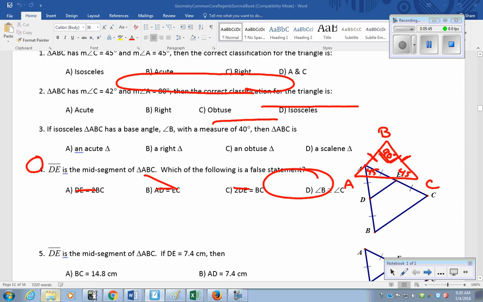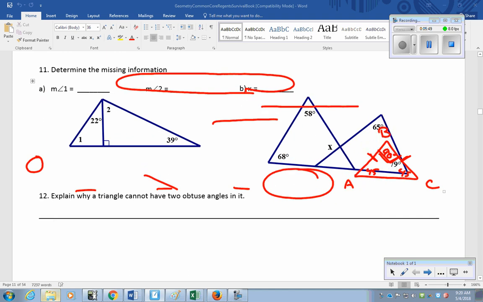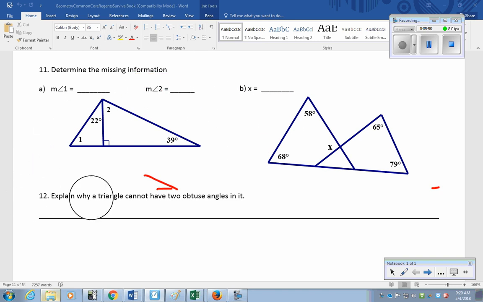So again, kind of like I was talking about before, if you look at the back of the page we're currently on, or the next page, depending on where you are in your booklet, you know, you have one like question 11, for example.